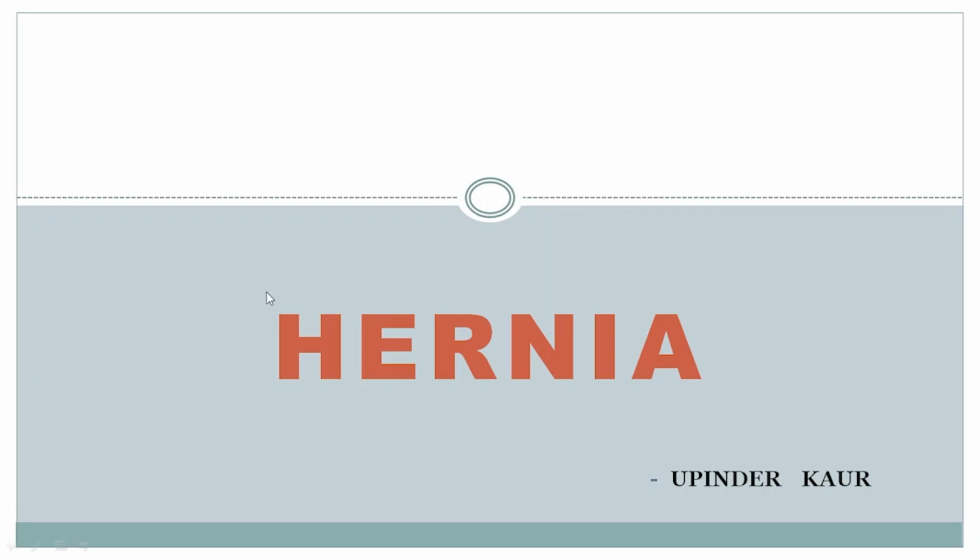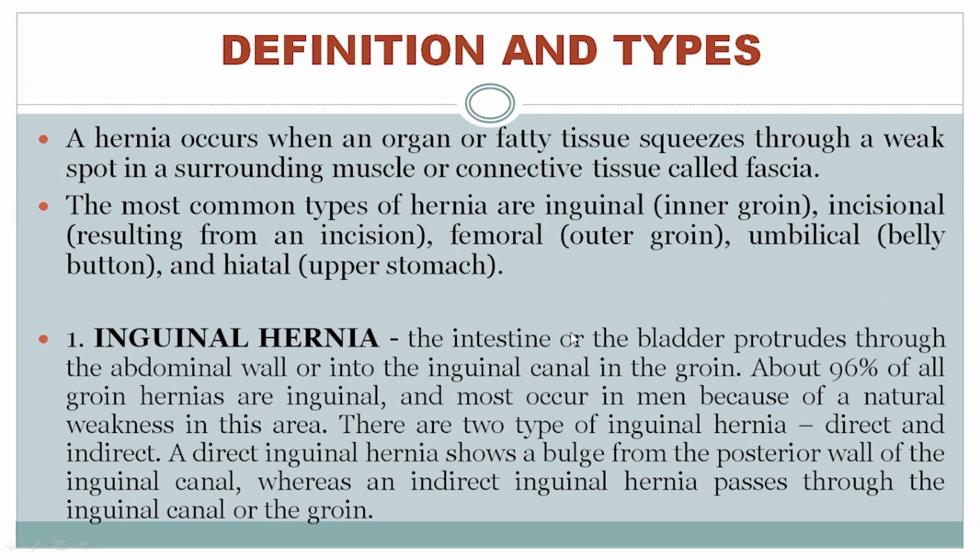So today's video is on hernia. So basically, first, definition and types of hernia. A hernia occurs when an organ or fatty tissue squeezes through a weak spot in a surrounding muscle and connective tissue called fascia. So basically what's happened in hernia, the organ or fatty tissue squeezes through a weak spot in the surrounding muscles or connective tissue called fascia.